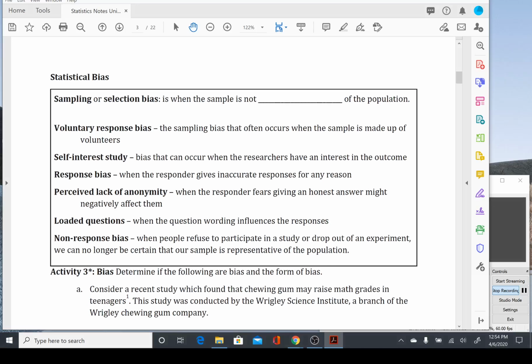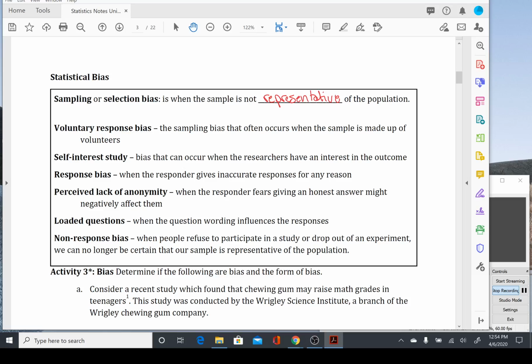No matter how good most samples are, there will be bias in the sample. And sometimes that bias is purposeful. So a sampling or selection bias is when the sample is not representative of the population. A voluntary response bias is when the sample is made of volunteers. So maybe you see someone outside of New Seasons and they're holding a clipboard and you walk the other way. So only people willing to talk and volunteer to be a part of the study end up being a part of the study. That creates a voluntary response bias, which is a type of sampling bias.